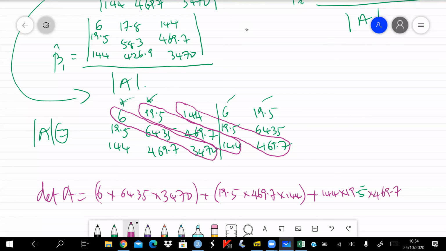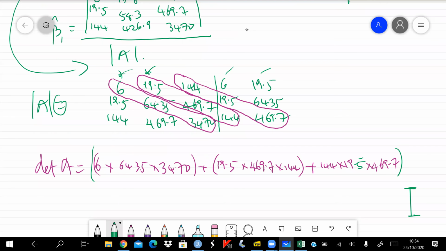Then please notice that after you do that, you put brackets like this. So you sum them to get a single value. That's not the determinant. So then you say minus what you get there, minus, you do the same for the other diagonal.